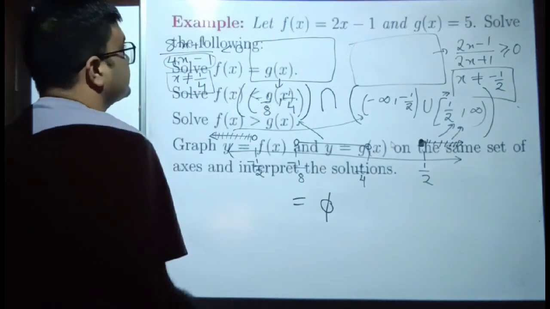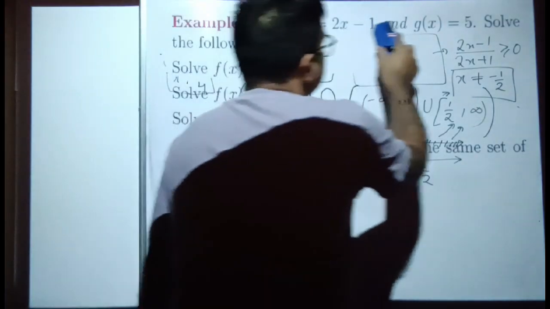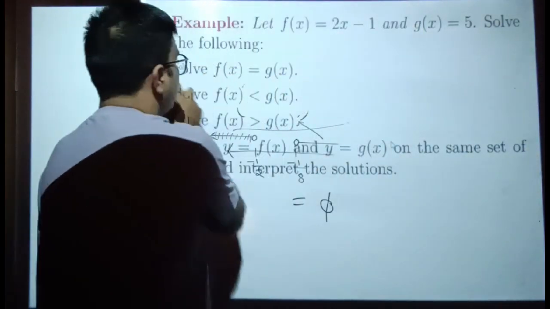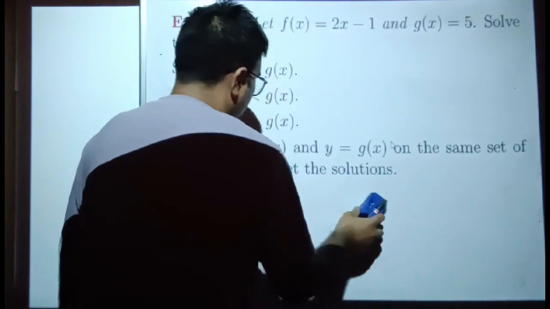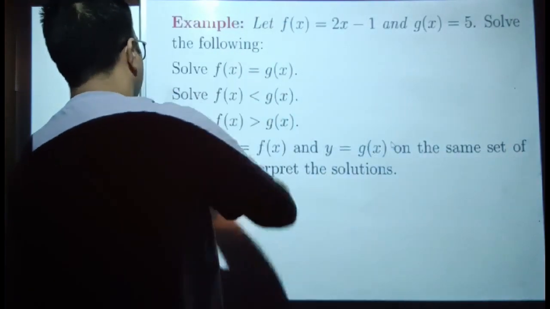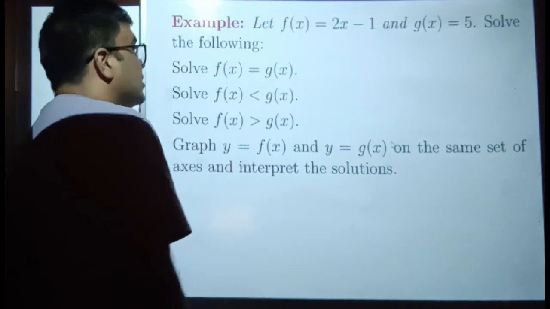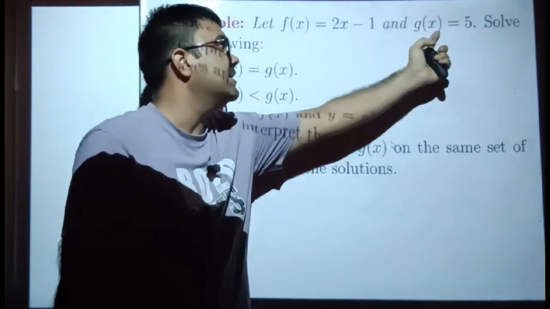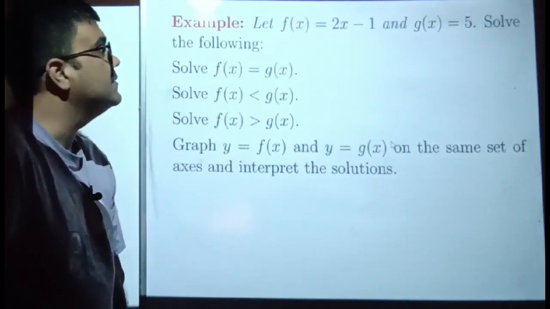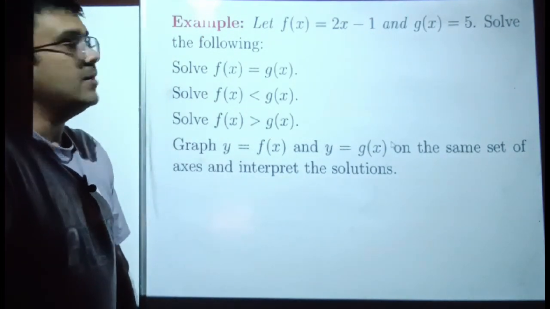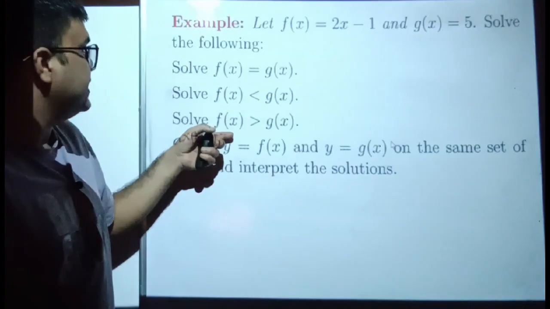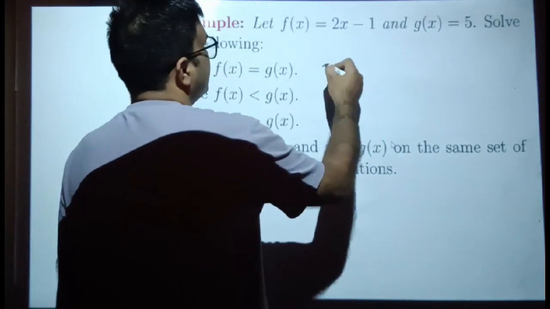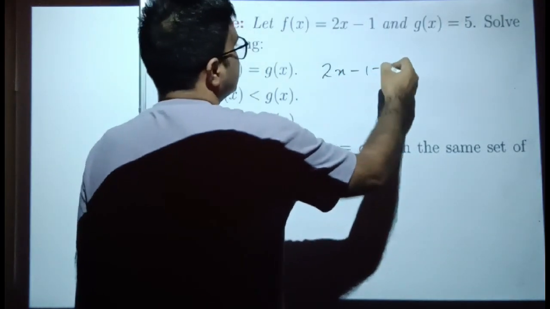Next, suppose these are the two polynomials given to us. We are talking about polynomial functions, but right now we are not calling them polynomial functions, we are just saying we have two polynomials. One is f(x) equal to 2x minus 1, and another is g(x) equal to 5. I am talking about three cases. First is f(x) is equal to g(x), which means I am trying to solve 2x minus 1 is equal to 5.